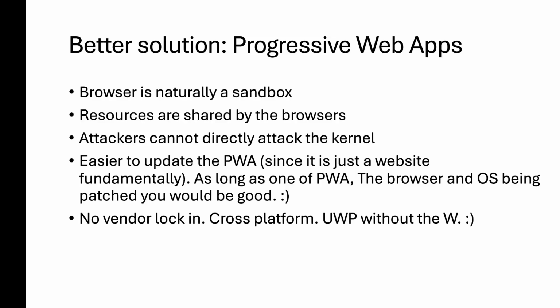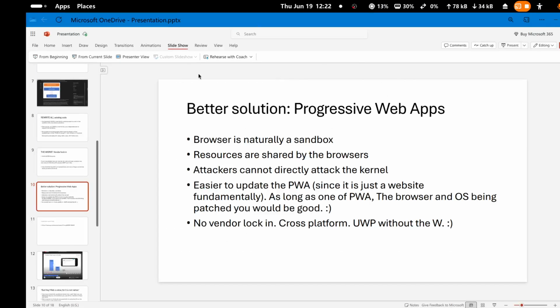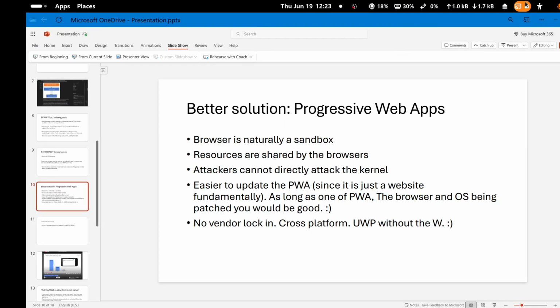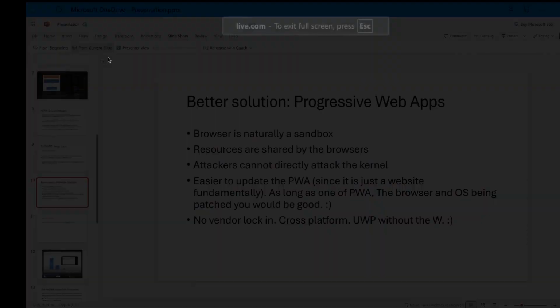And you don't have a lock-in problem. It's naturally cross-platform. You write a progressive web app, and it works on Windows, Linux, Android, whatever. Like this Office app, which is a progressive web app. The Office app I'm using here to demonstrate the presentation is also a progressive web app.